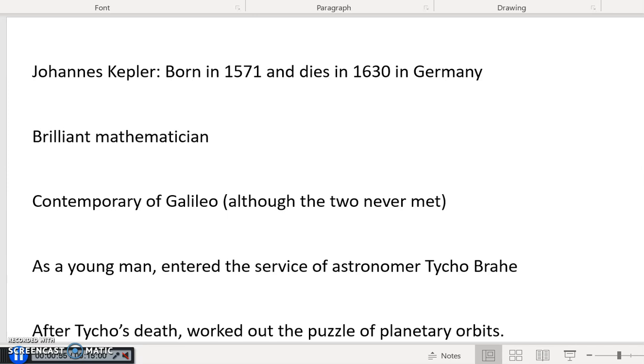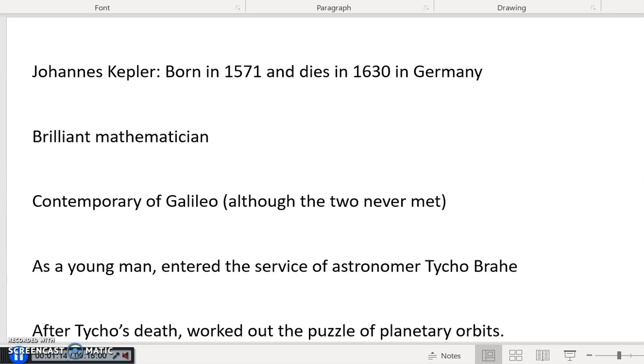But in any case, as a young man, Kepler entered the service of the royal astronomer of the Dutch kingdom. His name was Tycho Brahe. And after Tycho's death, Kepler inherited all of Tycho's data.